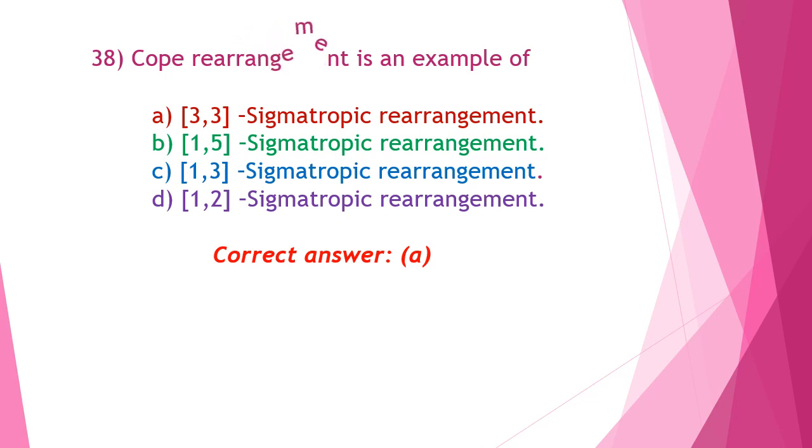Question number 38. The Hopf rearrangement is an example of. It is a well-known reaction. Therefore, option A is correct. The Hopf rearrangement is a 3,3 sigmatropic rearrangement, and this question is repeatedly asked in TRB as well as the Polytechnic examination.